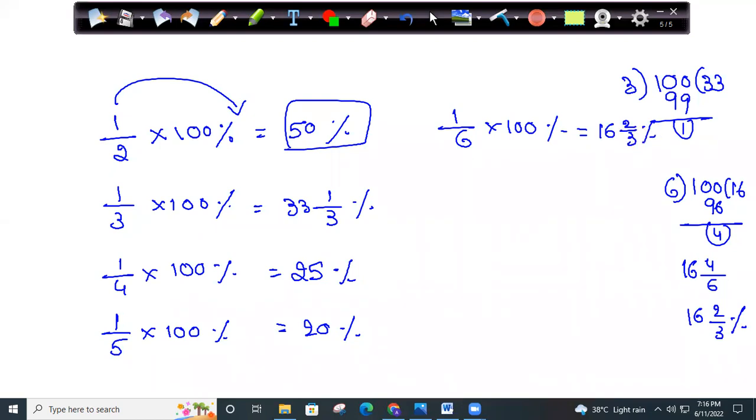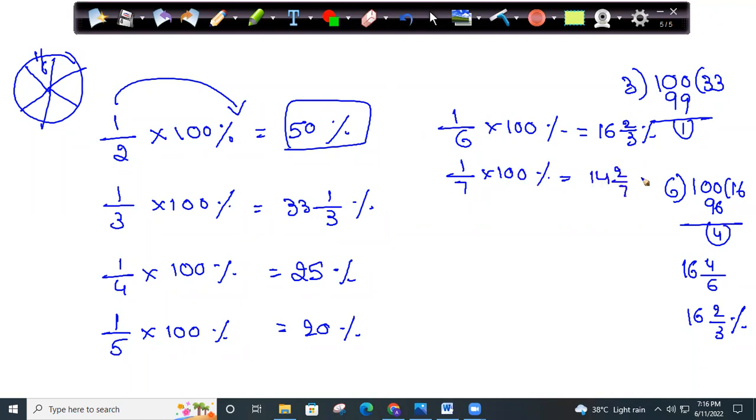So what is 1/6 in percentage? It is 16 2/3%. What is the meaning of 16 2/3%? It is 1/6 of the total area. So if you're cutting an apple into 6 parts, each part is 1/6. If I want to convert 1/7 into percentage, it is 14 2/7%. Why? Because divide 100 by 7. 14 sevens are 98. Remainder is 2.